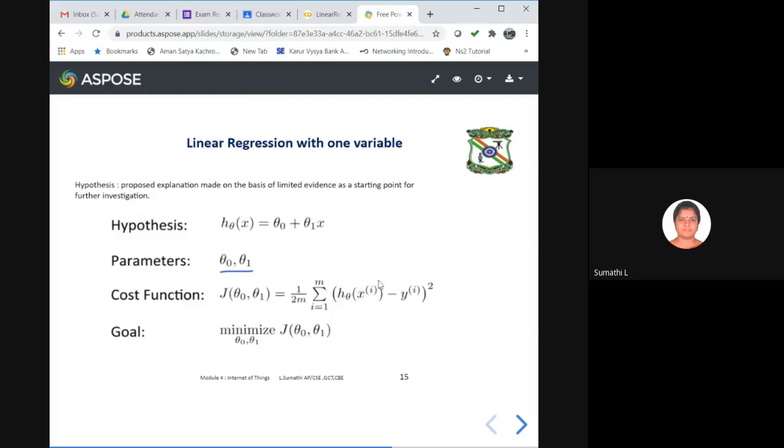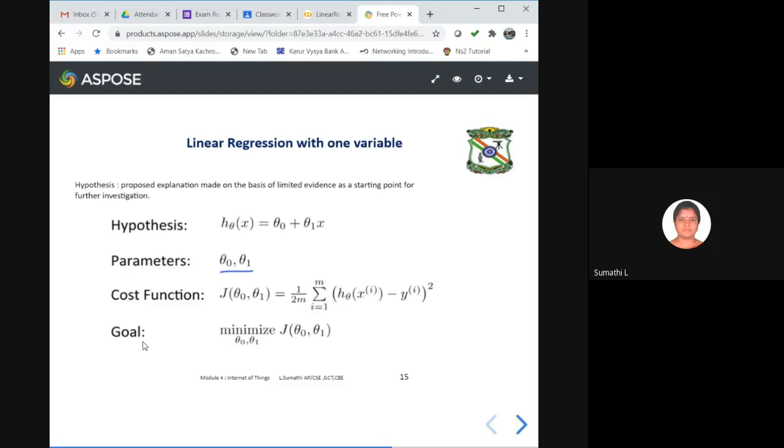This is your actual value, and this is your observed value. You find the difference, and you square them. Why you have 2m is a separate part. Normally you divide it by m, right? Here you do it by 2m. This is your cost function, and your intention is to find the minimum cost function.